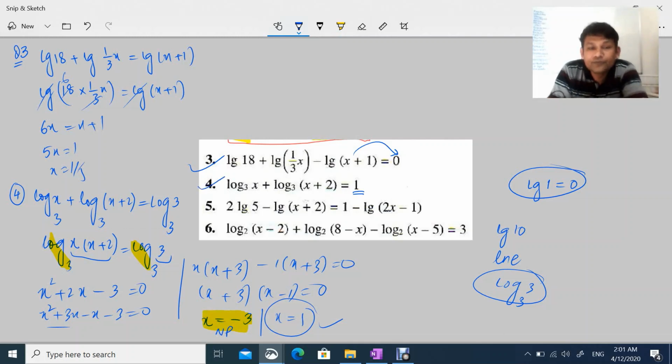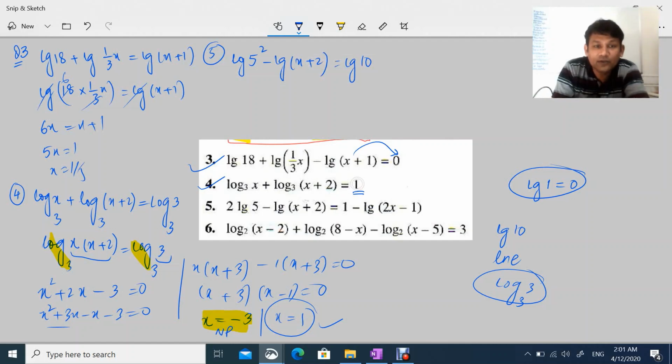Question number 4. Question number 5, this 2 we don't need as a coefficient when we write a single logarithm. So question number 5, I am just writing lg 5 squared minus lg x plus 2. Okay, this one what we can write? Yes, lg 10, because base 10 lg is used, so I will write 1.